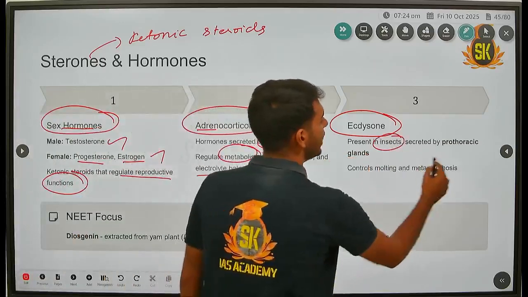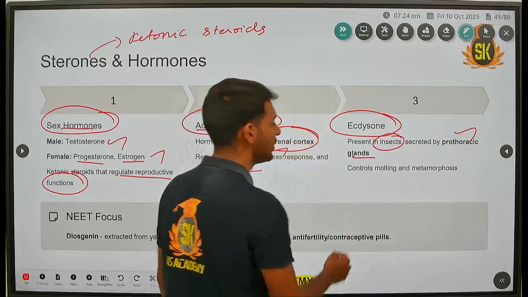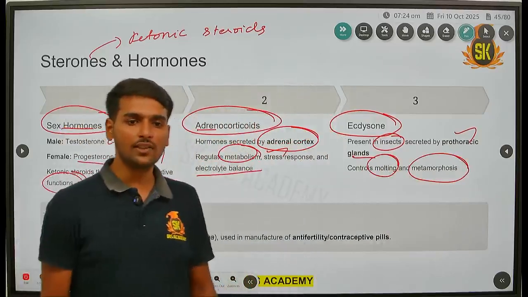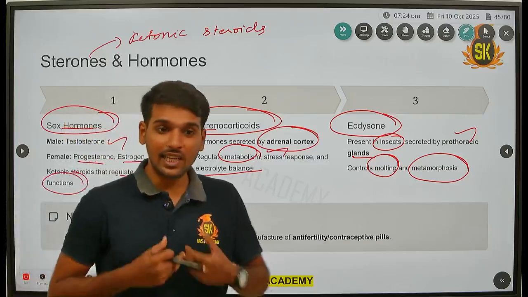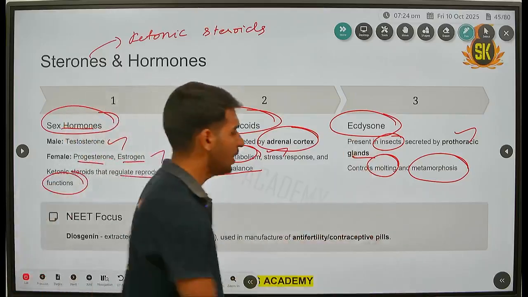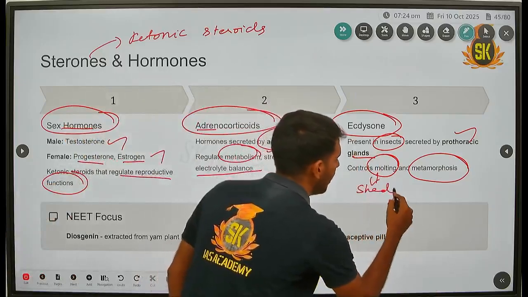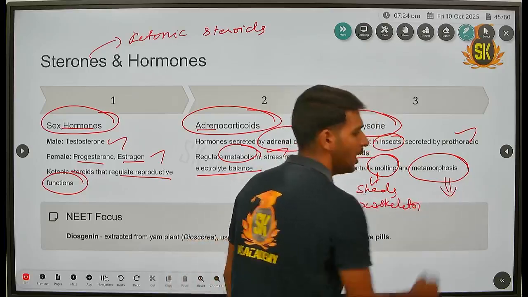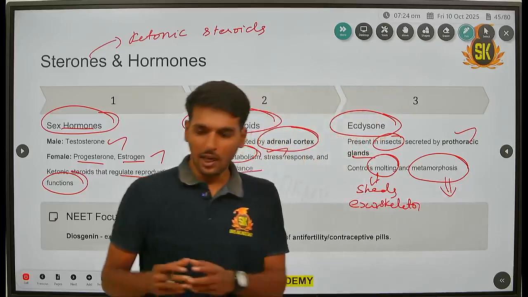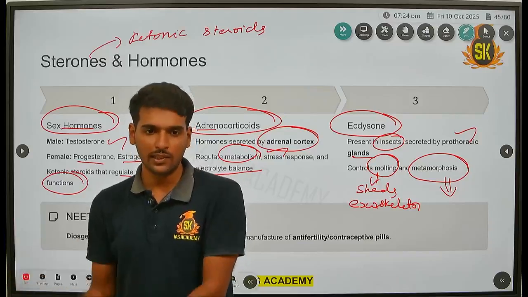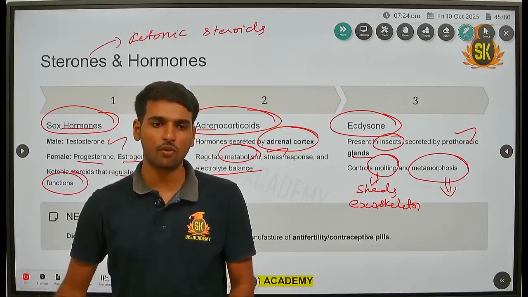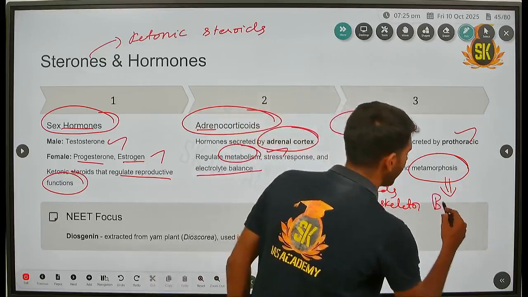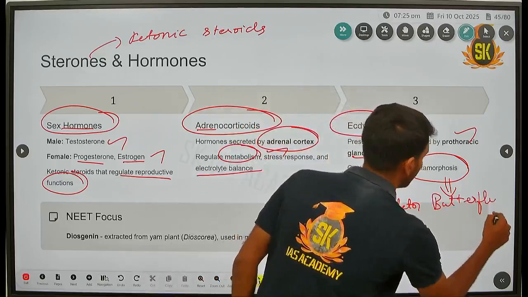Ecdysone is present in insects, secreted by prothoracic glands, and controls molting and metamorphosis. What is molting, sir? Molting is the process by which the insect sheds its exoskeleton. And again, metamorphosis is the process by which an earlier form of an insect, that is a less mature form, turns into an adult. That is the metamorphosis of a butterfly, right? I'll write butterfly for your better understanding.